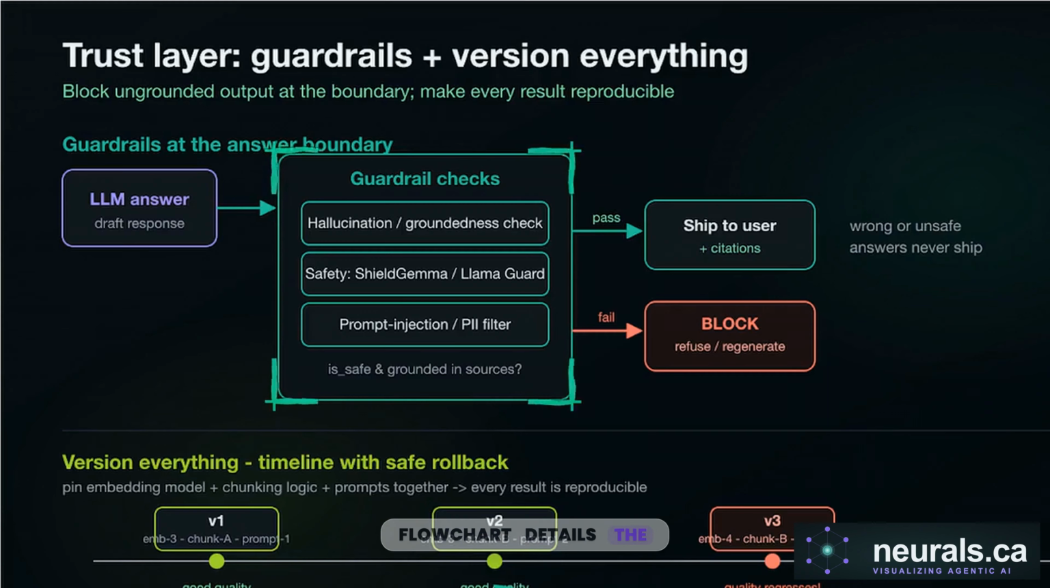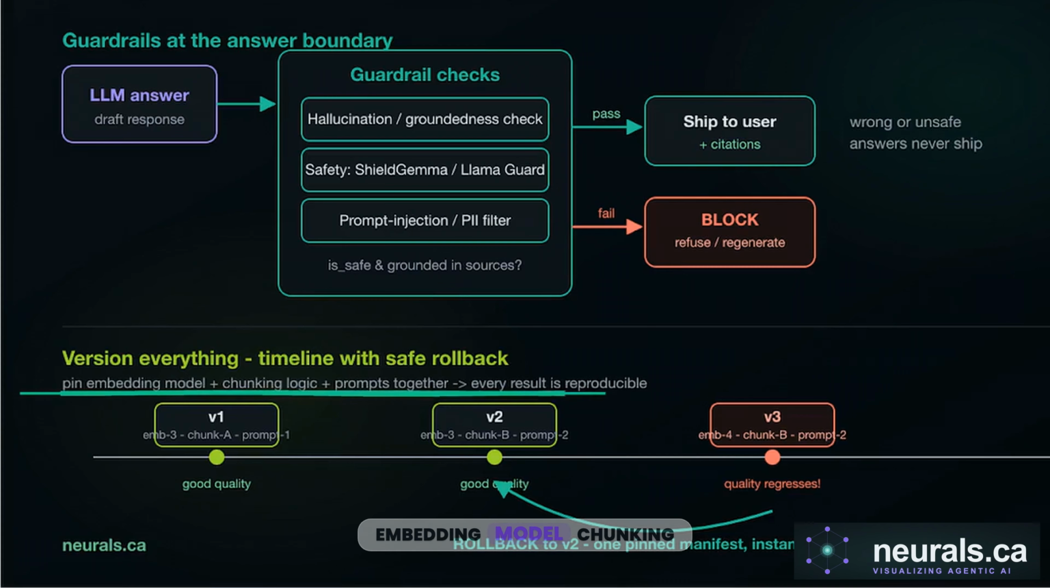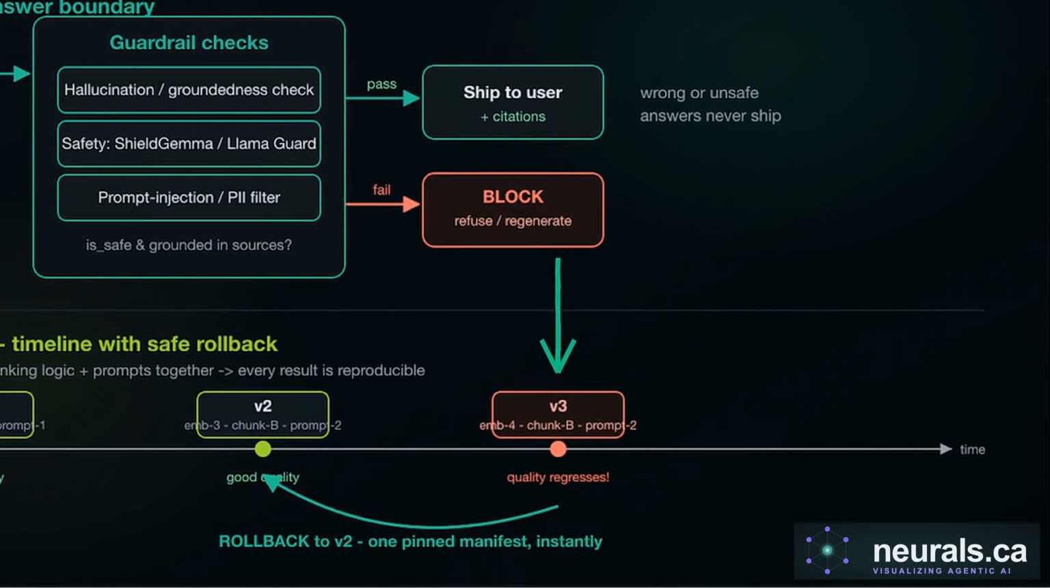This flowchart details the trust layer. We implement hard guardrail checks specifically at the final output boundary, right after the language model drafts a response. If an answer fails a groundedness check, the output is actively blocked and never reaches the user. To guarantee stability, we apply strict versioning. We pin the embedding model, chunking logic, and prompts into a single immutable manifest, providing deterministic reproducibility. The primary operational advantage is speed. If you deploy an update and quality degrades, you can instantly roll back to the previous stable state.